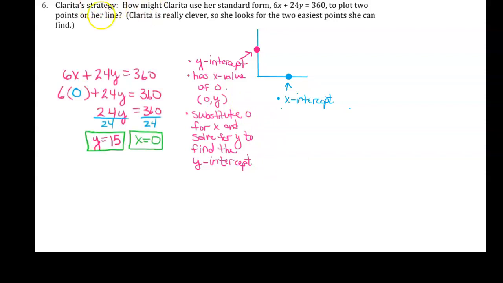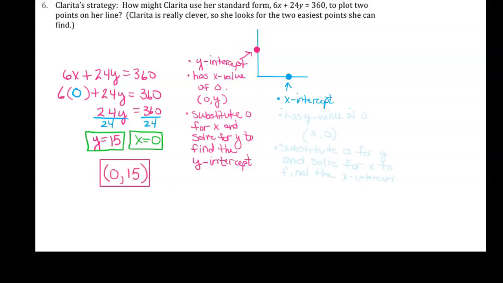So taking her standard form of the equation, we're substituting the value of 0 in for x because we know that this y-intercept has an x value of 0. And then we're solving for y using our properties of equality. When I do that, I get y equals 15. So when x is 0, y is 15, and my ordered pair is 0, 15.